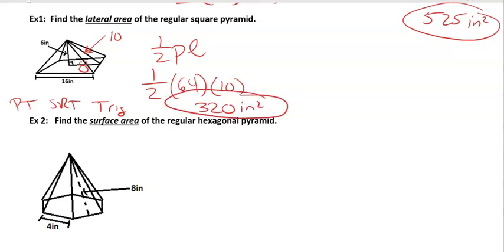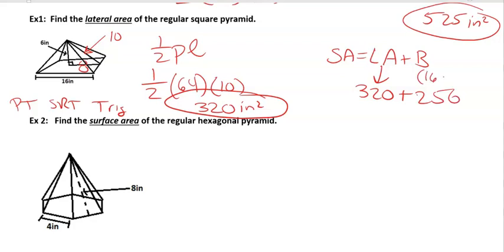Any questions? If we completely finish the notes, could we move on to the homework? Not if you're moving ahead of me. You have to wait. Surface area equals lateral area plus a base. Lateral area we already got was 320. A base is a 16 by 16, which I have no idea what that is. 256. That's what 16 times 16 is. And together they get us what? 576 inches squared.